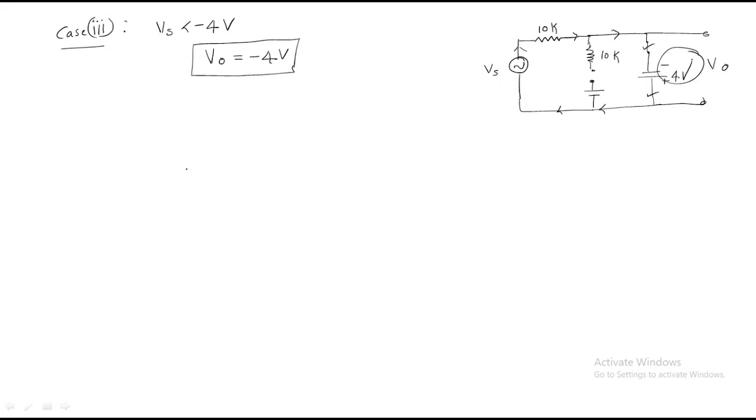So for that purpose, I want to draw the waveform. I will take the dotted line for the input waveform. First draw the input sinusoidal wave. The limits are plus 10 and minus 10.